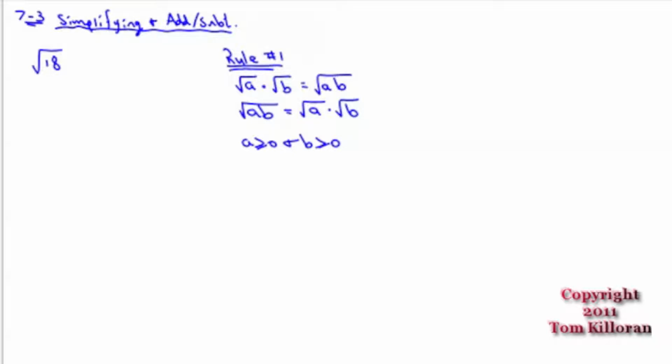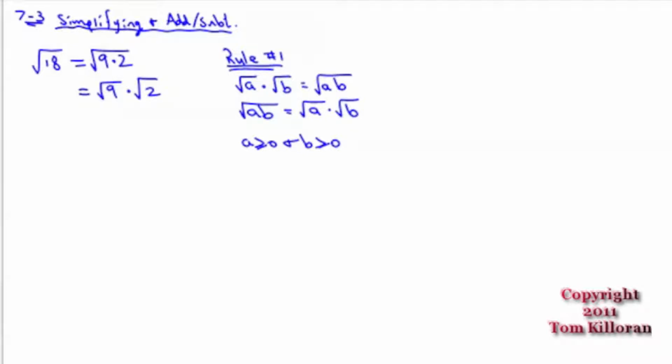So I'm going to show you their way, and then I'm going to show you my way. So they say, oh, let's break it up into the product of 9 and 2. Because I know 9 is a perfect square root. Okay? And then use the rule, and it splits it up into the square root of 9 times the square root of 2. Okay, that's great.